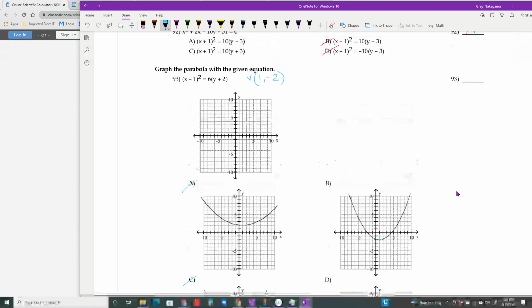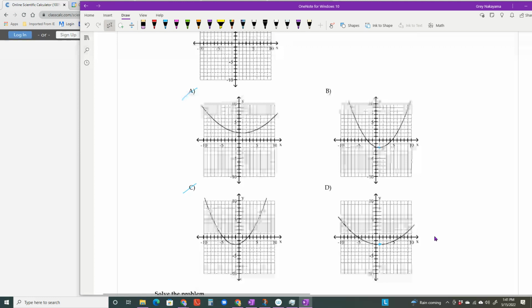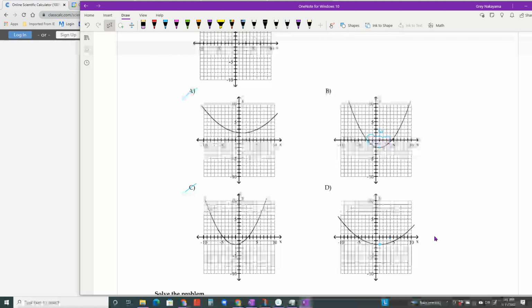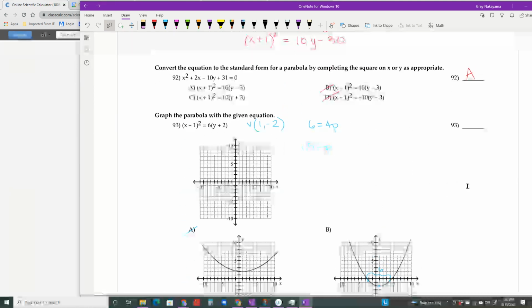The next thing I need to graph it is my p-value. And 6 is equal to 4p, so p is equal to 1.5. And when you graph it, that means my focus is up 1.5. So if I go up 1.5, and then I'm going to go over and across 3 in each direction, because the total length from here to here has to be 6. And if you look down at this one, you can tell that that's more than 6. And again, if you don't know enough, you might not realize the difference between these two, or you can plot it in and see. So the correct answer for this one is B.